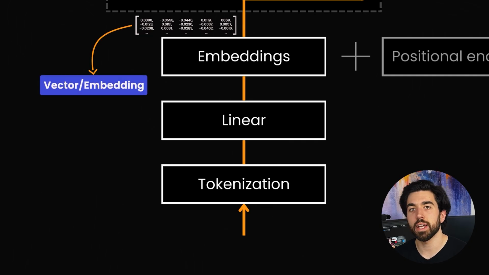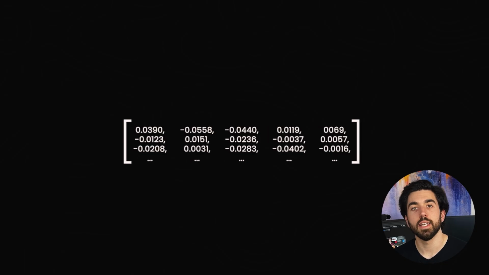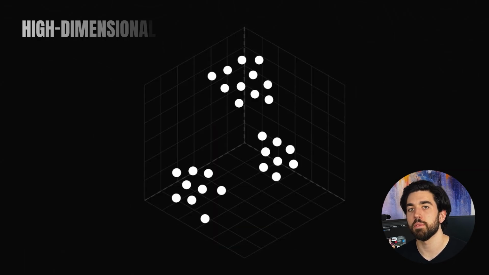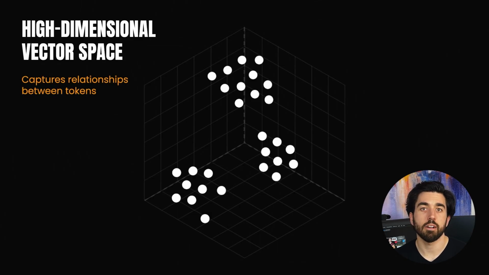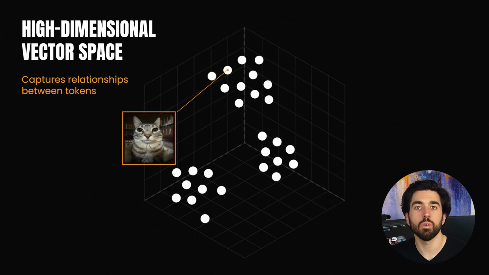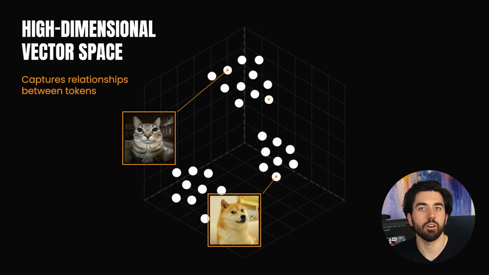This is where vectors and what we call embeddings come into play. A vector is simply a list of numbers that represent a token in a multidimensional space, and so is the embedding. It's the same thing. These embeddings are essential for capturing the relationships between different tokens. The model doesn't just need to know that a token represents the word cat. It needs to know how cat relates to other words like dog or kitten.